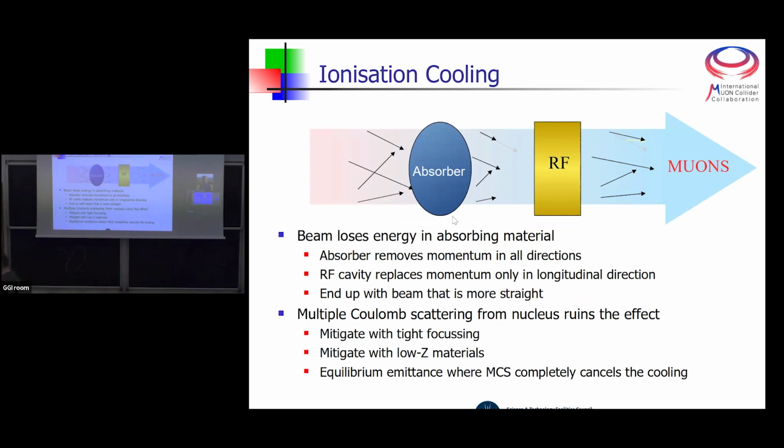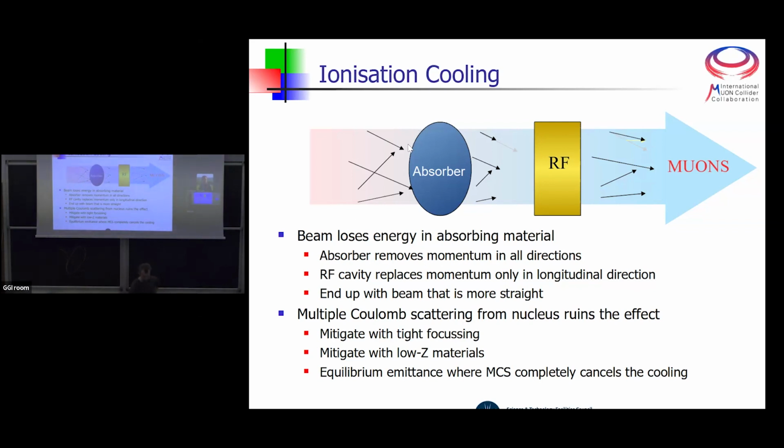So we got to emittance. What about cooling? So I'm going to put a beam through. In ionization cooling, this is actually the same slide I showed on Monday, but maybe we can see it with slightly different eyes. So we're going to put a beam through an absorber. The beam loses energy in the absorbing material. So the absorber removes the momentum in all directions. And then we put the beam through an RF cavity, and the RF cavity restores momentum only in the longitudinal direction.